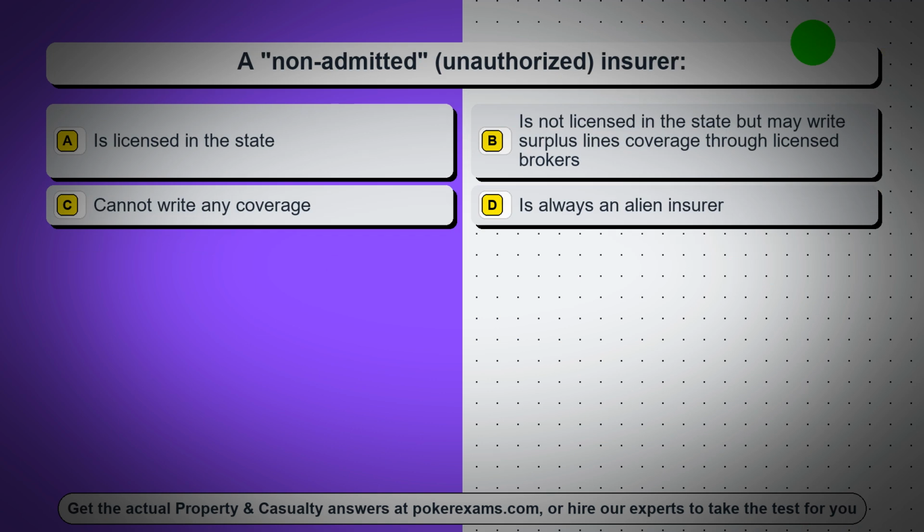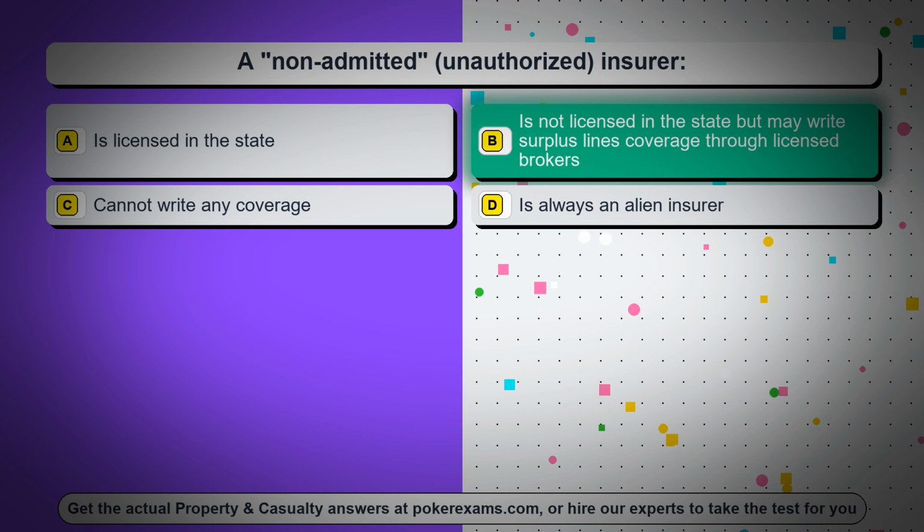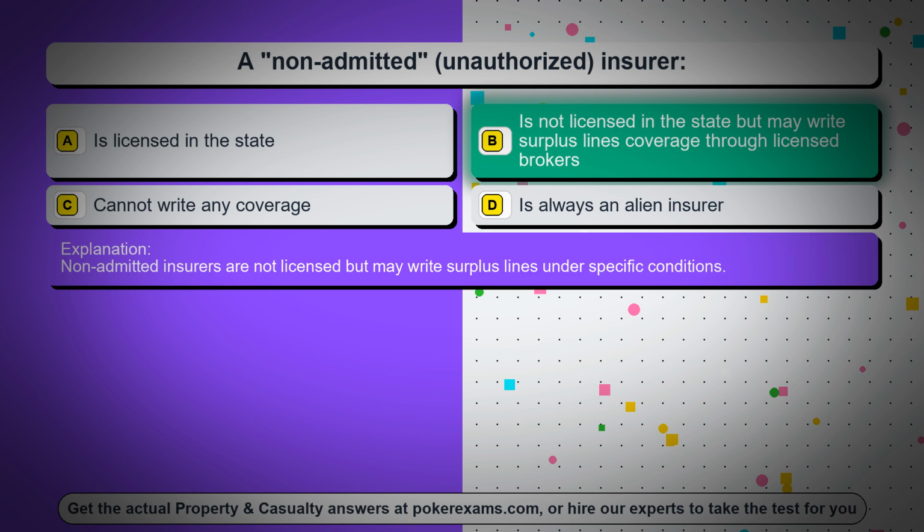Question 47. A non-admitted, unauthorized insurer, option A, is licensed in the state. Option B, is not licensed in the state but may write surplus lines coverage through licensed brokers. Option C, cannot write any coverage. Option D, is always an alien insurer. The correct answer is option B, is not licensed in the state but may write surplus lines coverage through licensed brokers. Non-admitted insurers are not licensed but may write surplus lines under specific conditions.